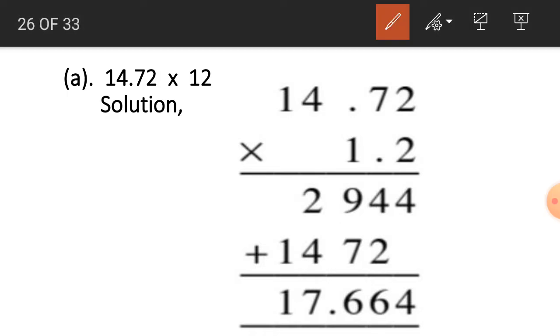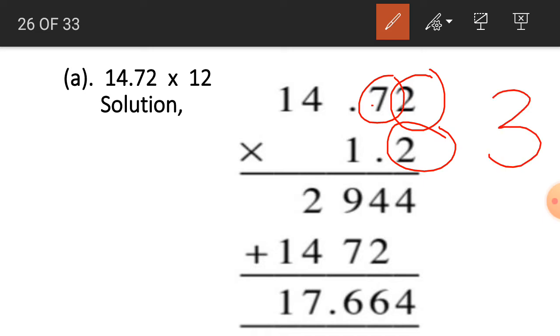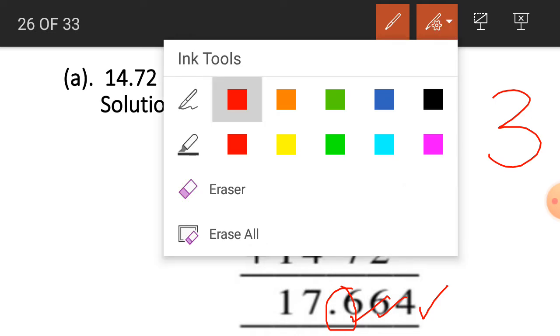Now one thing else: we are going to count the digits, that after how many digits there is a decimal. Let's count 1, 2 and 3. After 3 digits there is a decimal point. So from the right hand side in the answer, we are going to count 1, 2, 3. So we are going to put this decimal sign after 3 digits in the answer. Got this?